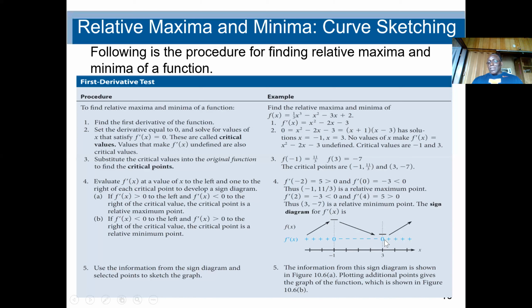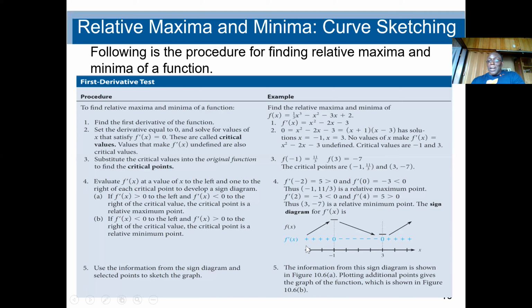Then the last interval will be from 3 to infinity. So use 4, and they also use 4. With 4, the answer is 5, so it's greater than 0, positive, so it's increasing. So from here, we see that we go from increasing to decreasing. This will give me the relative maximum, the first point. Then from decreasing to increasing, that will give me the minimum. And that's it.